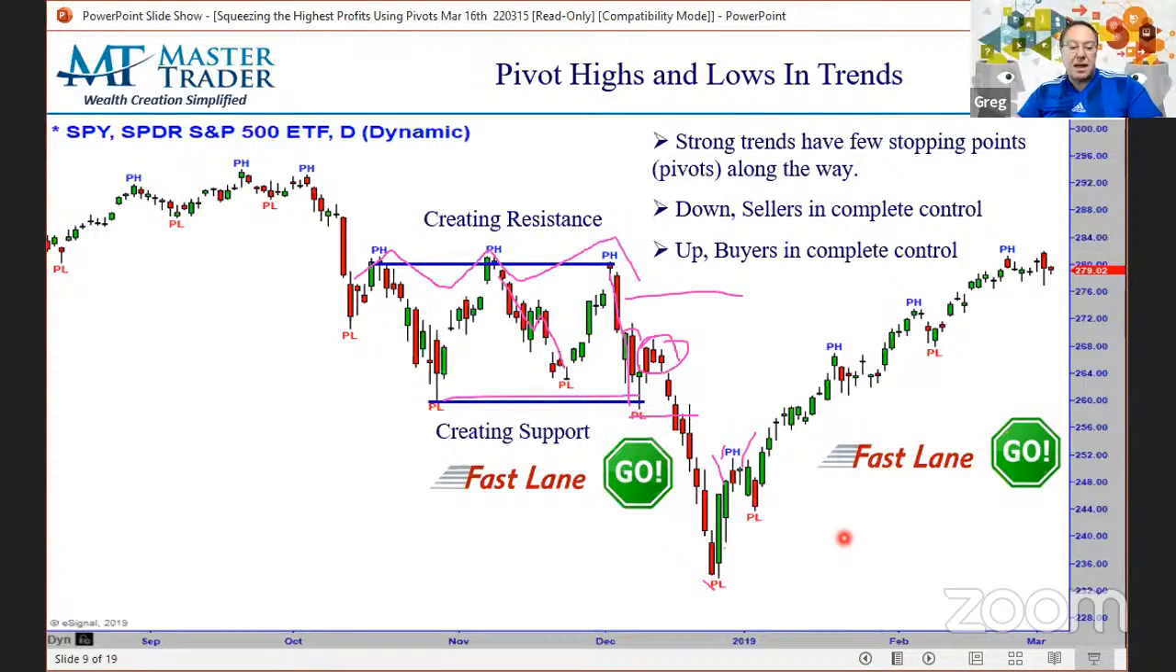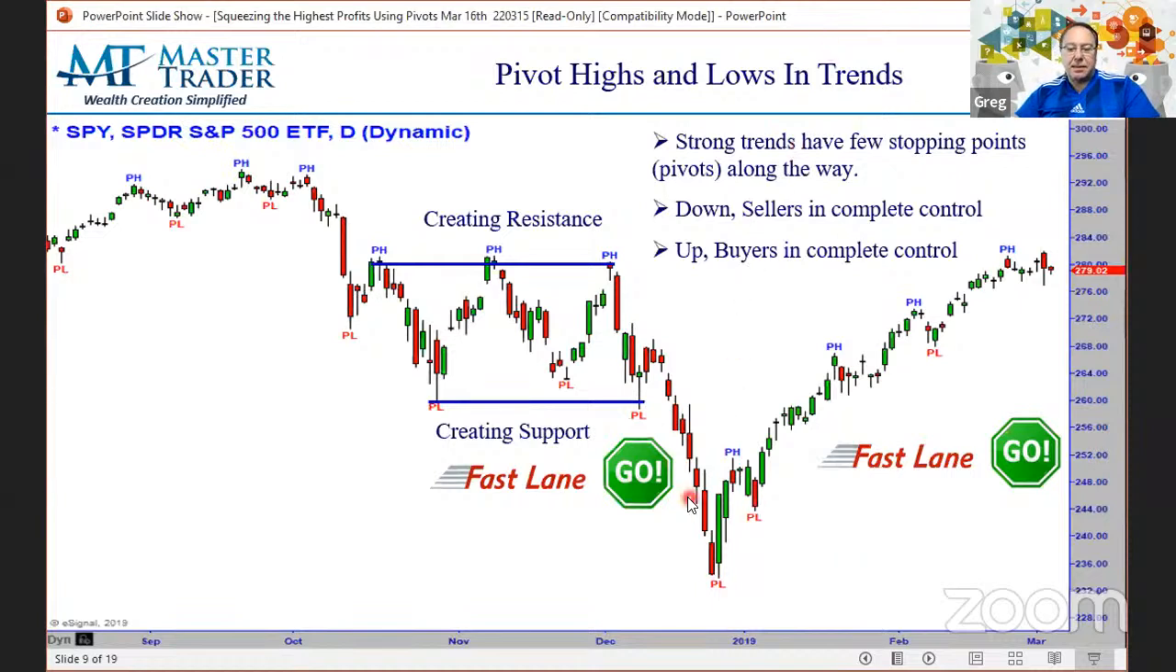Now, there are other things I might be thinking. Oh, this is the S&P 500. Well, is it showing relative weakness to the Qs, QQQ? There are other factors. This is a daily chart. Is the weekly also in a downtrend at the same time? So again, there are other things to take into consideration.